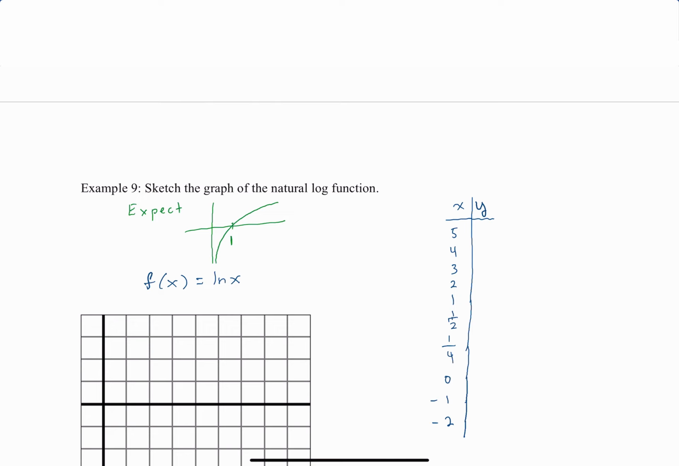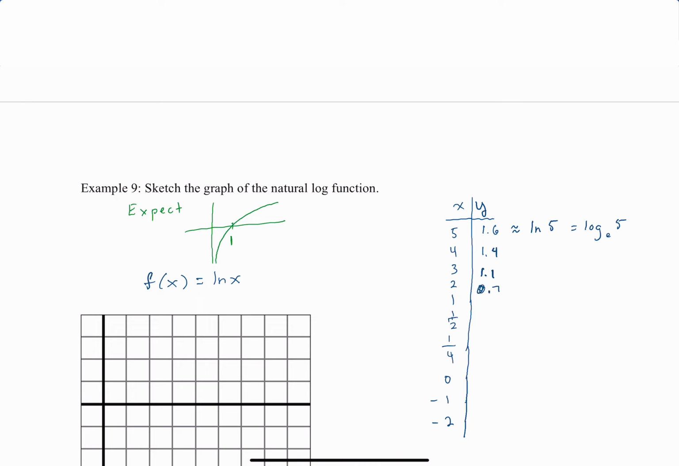And I get about 1.6. Okay, so what I did on my calculator was natural log of 5. Although I just noticed that my calculator actually does this thing of calling it log base e, which is kind of cool. Okay, let's do 4. So ln of 4, I'm getting about 1.4. Okay, natural log of 3 is about 1.1. Natural log of 2 is about 0.7.